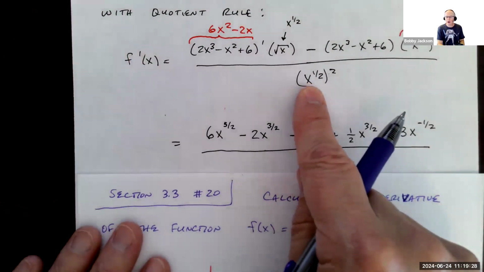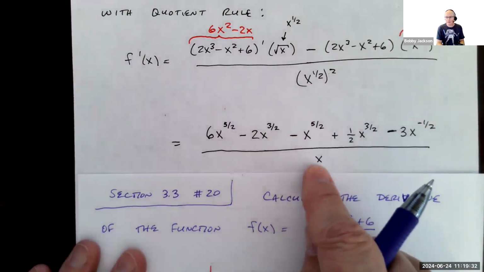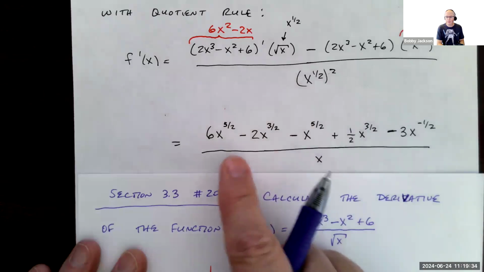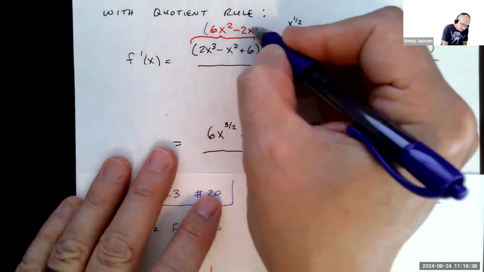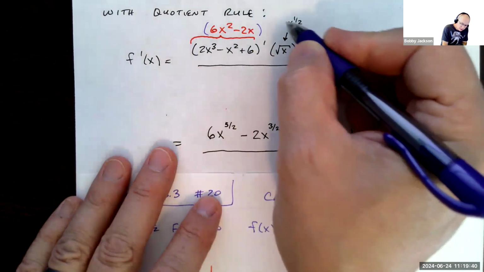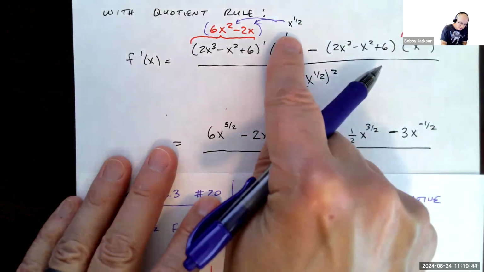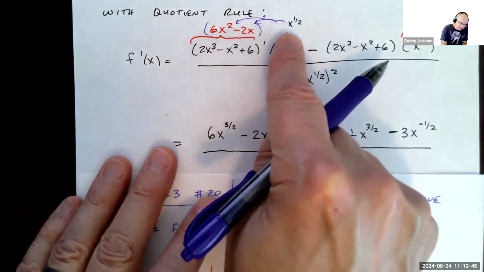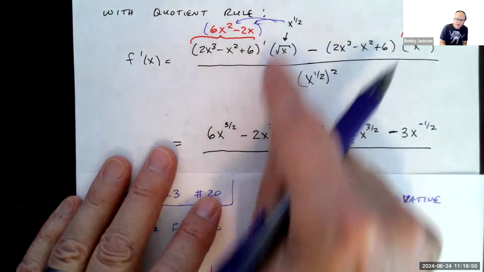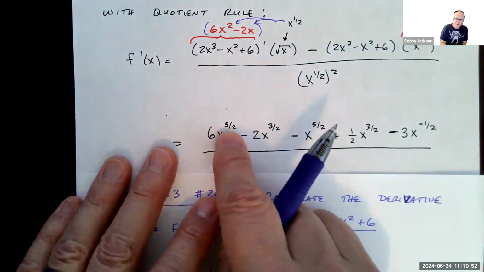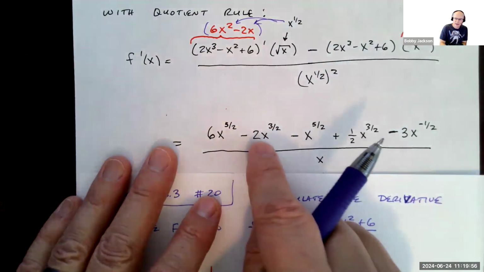First of all, when I square x to the 1/2, or square the square root of x, I get just x, right? Multiply the exponents here. And then I got some work to do here. Notice this was the derivative. It's being multiplied by x to the 1/2. I have to distribute that x to the 1/2 over those two. So 6x squared times x to the 1/2. When I multiply like bases, I add the exponents. 2 plus 1/2 is 5/2. 6x to the 5/2. Negative 2x times x to the 1/2 is negative 2x to the 3/2.